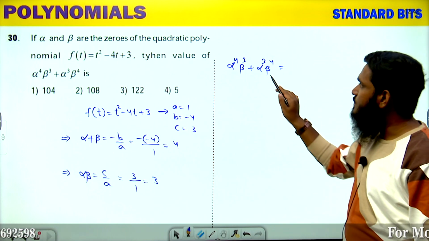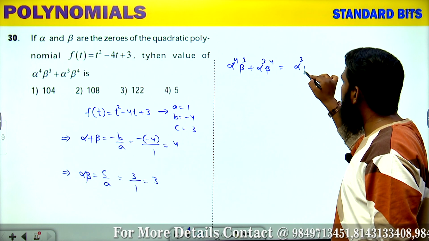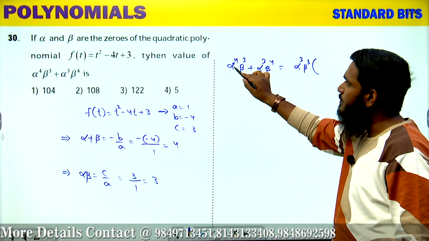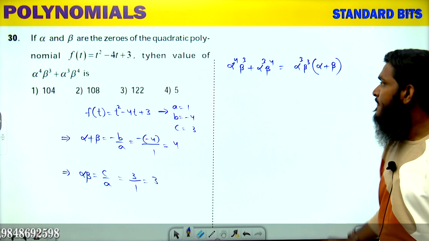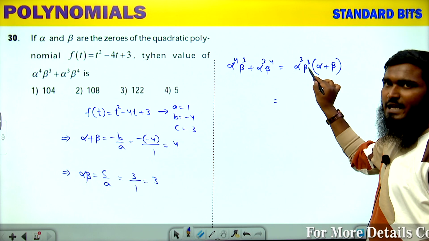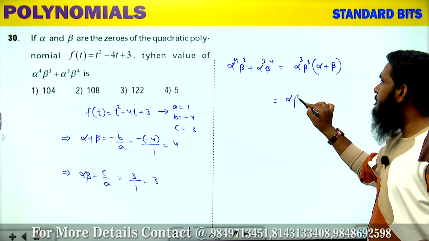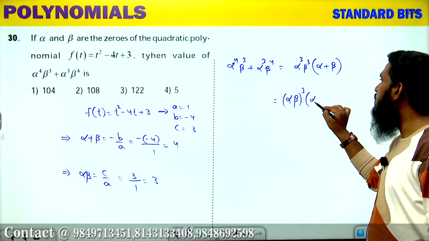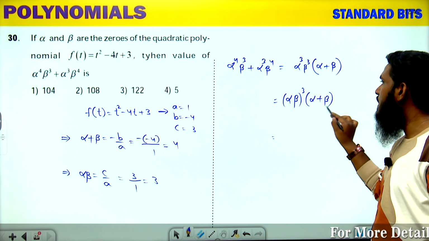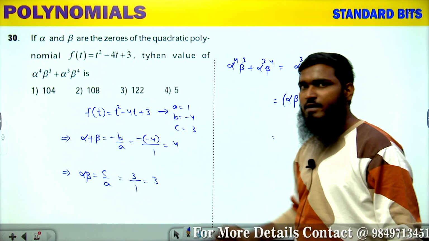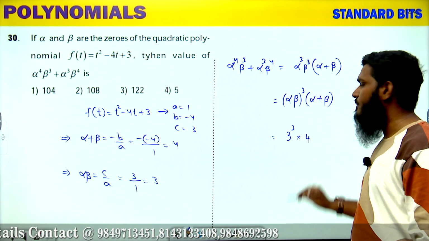Now let's see this part. We have alpha cube, beta cube common. So let us take alpha cube, beta cube as common. Then what is left? One more extra alpha is left, plus one more extra beta is left, alpha plus beta. As we have the same power for alpha and beta multiplication, we can write it as alpha into beta whole cube into alpha plus beta. Now let us substitute the values for alpha into beta and alpha plus beta. What is alpha into beta? We have 3. So we write this as 3 cube into, what is alpha plus beta? We have 4.